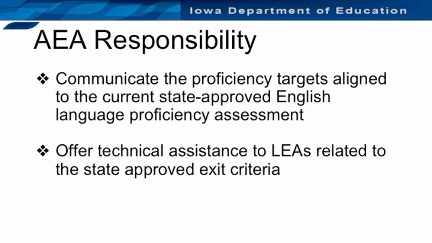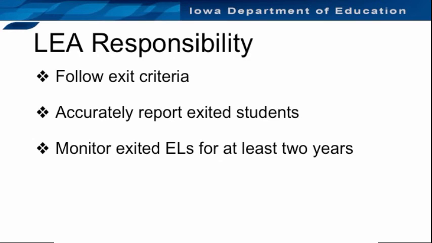What is the AEA responsibility? One of the responsibilities is to communicate the proficiency targets aligned to the current state-approved English language proficiency assessment and to offer technical assistance to LEAs related to the state-approved exit criteria. What is the LEA responsibility? LEAs are to follow the exit criteria. They are to accurately report exited students and monitor exited EL students for at least 2 years.